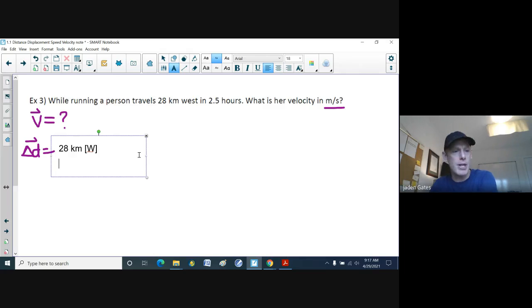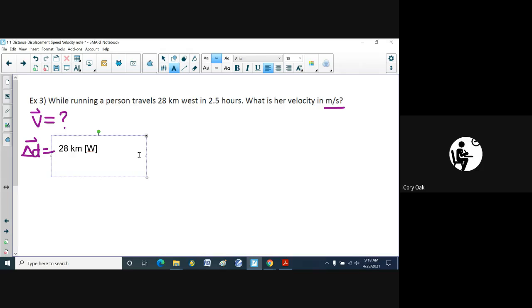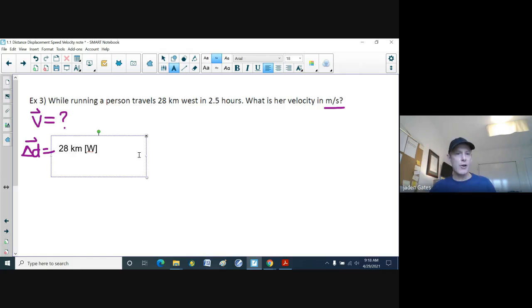Anybody know how many meters are in a kilometer? You guys are going to be driving soon. It's 1,000. Yeah, thank you. You guys are getting your license soon, man. You got to know this stuff. All right, so I'm going to take that 28 times 1,000. So it's going to be 28,000 meters.